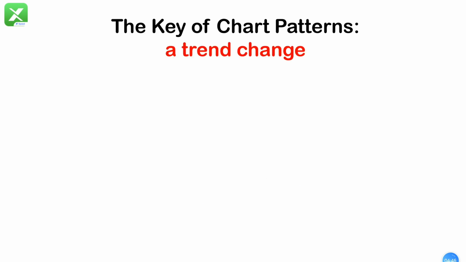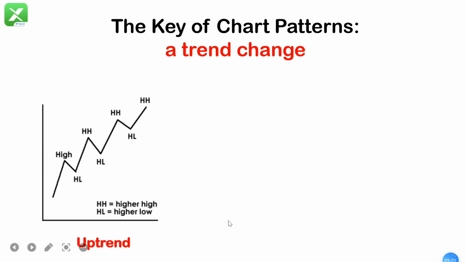And later, as for the key of chart patterns, how can we trade them? The key of the chart pattern is not whether its name is a triangle, or a wedge, or a pennant. No, the key of the chart pattern is the trend change. So we get to know when the trend will begin to change, then we get the point to trade it, right? So for example, here is an uptrend.